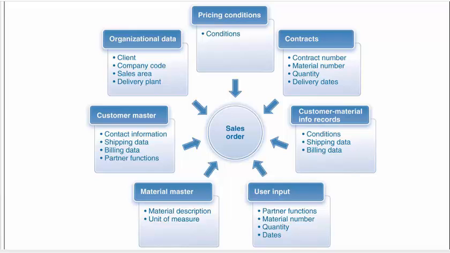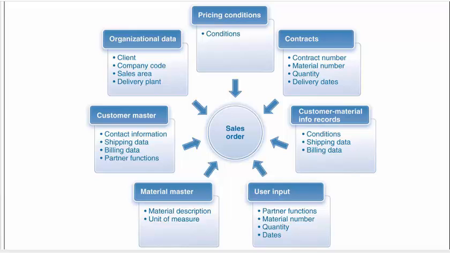So as we said, we need organizational data, and that will include which company you are, which is the company code. We talked about the sales area being three things together. That's the sales organization, the distribution channel, and the division. So all three together will make the sales area, along with the delivery plant. Which plant will deliver the material or will ship the material to the customer.